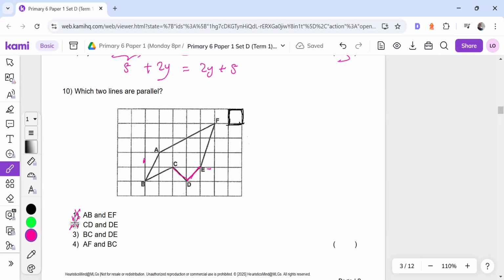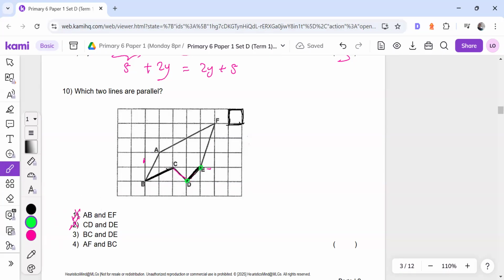Number 2 is out. All right, how about BC and DE? BC and DE. Well, if you use your eye to see, you can see that they are not parallel also, right? But can you prove it? Yes, I can prove it. Let me prove it. Look carefully, everybody. How do you know whether these two black lines are parallel?